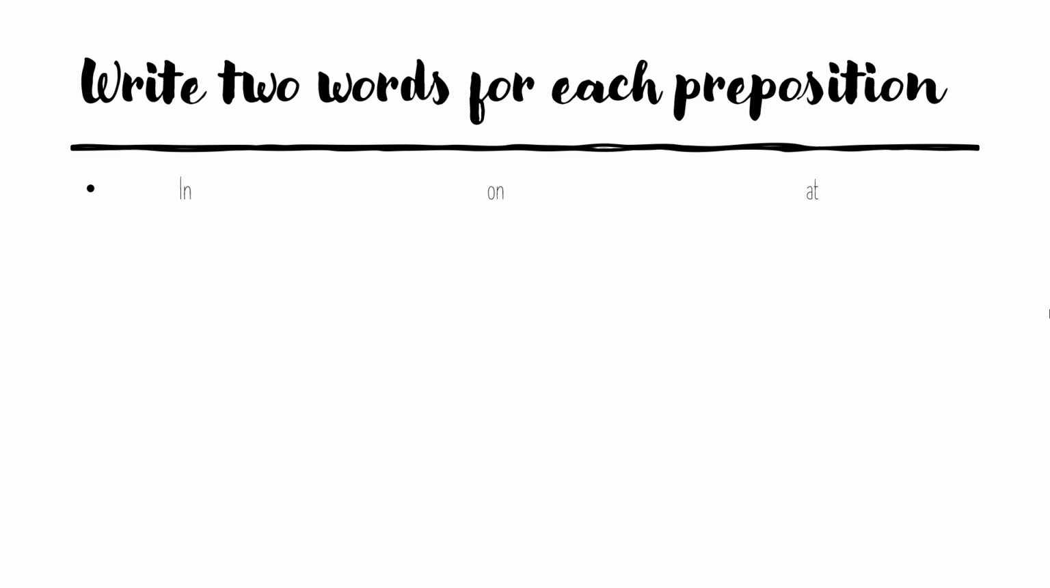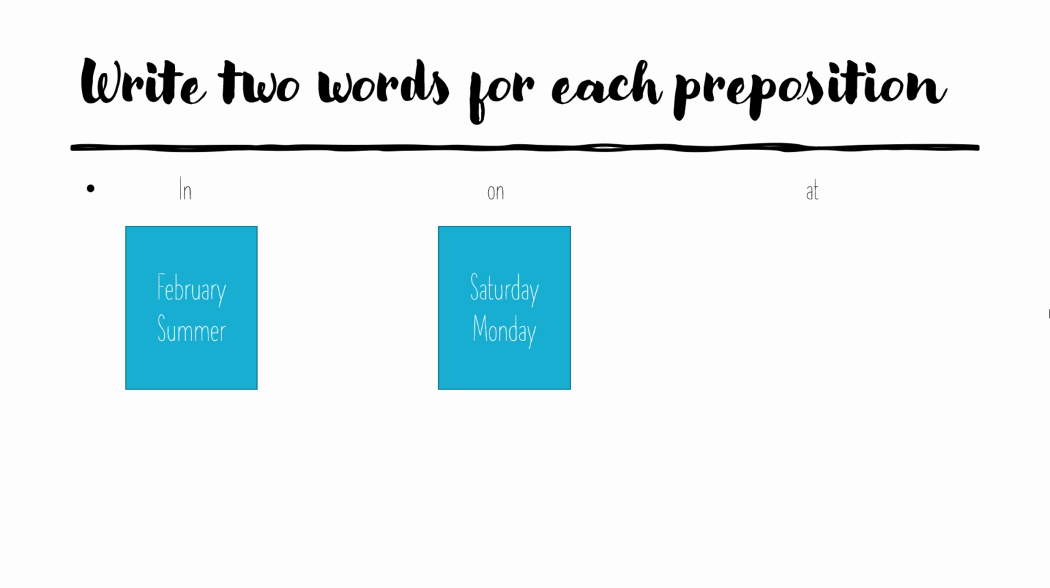Write 2 words for each preposition. The prepositions are in, on, and at. Okay, so you have to now write 2 words with each preposition. Stop the video and do it in your notebooks, please. Did you finish? Great. So now I'm going to show you some examples. Your answers can be different, okay? And it's okay. For in, February and summer. For on, Saturday and Monday. And for the at, 7 o'clock and 2:15.